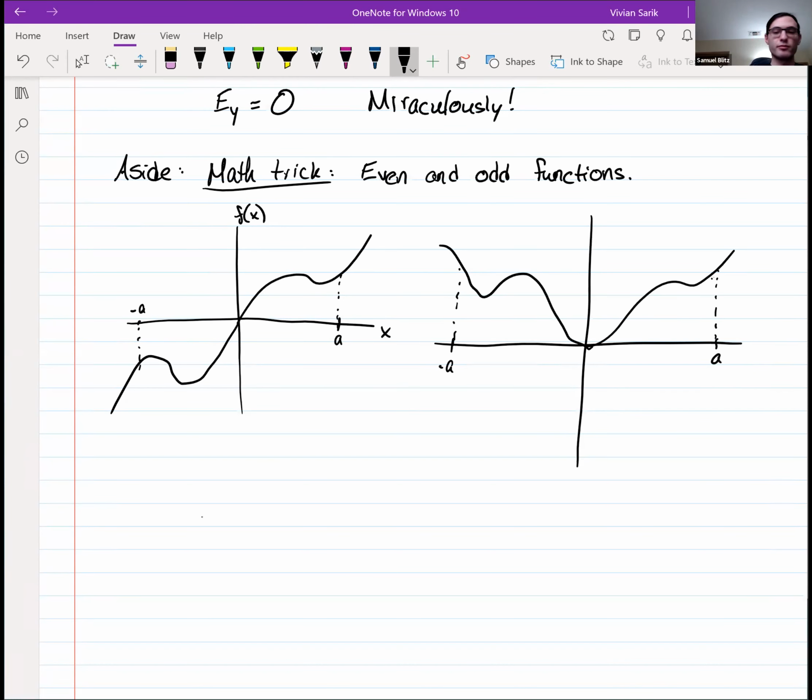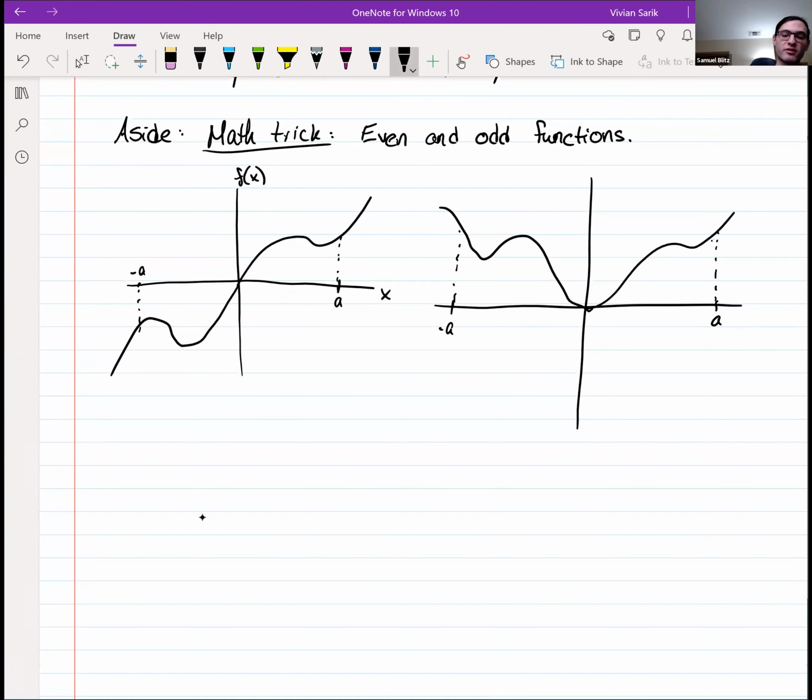Now, in principle, these are just terrible drawings, but the point I was trying to convey is that this function on the left is the same upside down and backwards as it is forward and upright, i.e. it has the property that f of minus x is equal to negative f of x. We call functions that satisfy this property odd functions. Similarly, on the right, we have a function that is the same on the left as it is on the right, i.e. f of minus x is equal to f of x. And we call these functions even functions.